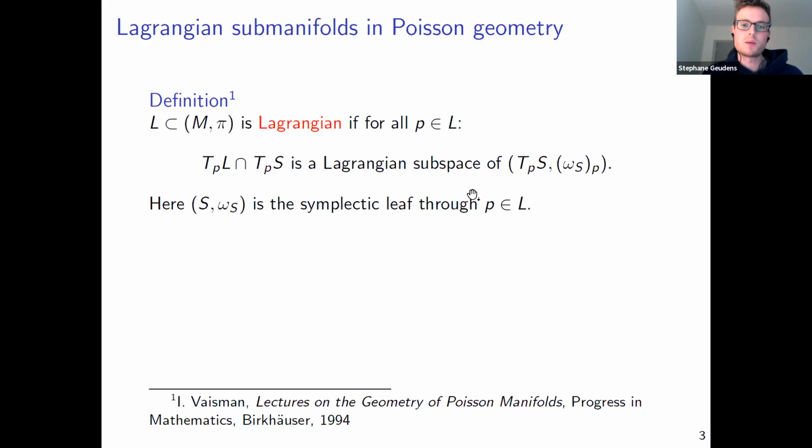So if the Poisson manifold is actually symplectic, then this reduces to the usual definition in symplectic geometry. And maybe another interesting case would be when the submanifold has clean intersection with all leaves, because then it's Lagrangian exactly when the intersection with each leaf is Lagrangian in the sense of symplectic geometry.